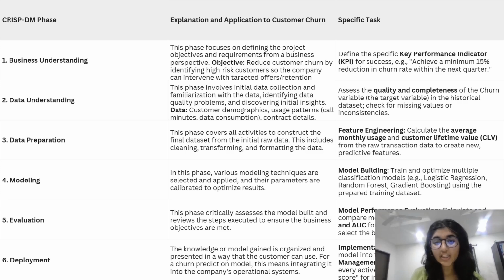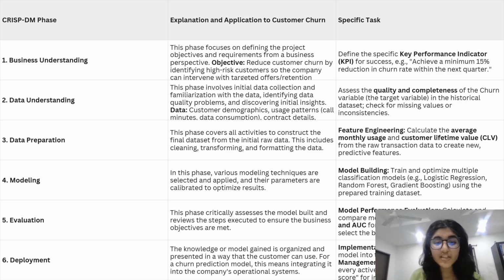This phase covers all activities to construct the final dataset from the initial raw data. Its specific task includes feature engineering, which calculates the average monthly usage and customer lifetime value, that is CLV, from the raw transaction data to create new predictive features. Then the fourth phase is modeling. In this phase, various modeling techniques are selected and applied, and their parameters are calibrated to optimize results. The specific task includes model building, that is train and optimize multiple classification models using the prepared training dataset.